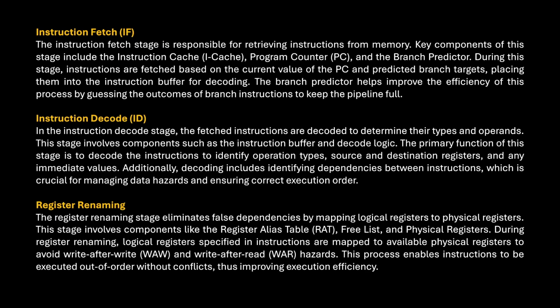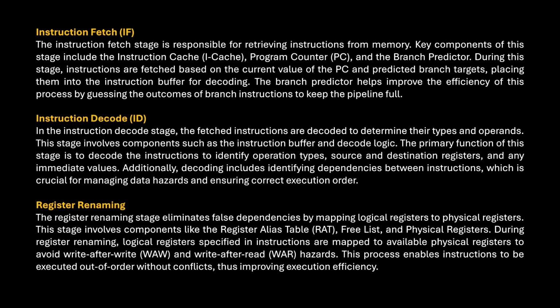The first stage is the instruction fetch. This stage is responsible for retrieving instructions from memory. The key components of this stage include the instruction cache, the program counter, and the branch predictor. During this stage, instructions are fetched based on the current value of the PC and predicted branch targets, placing them into the instruction buffer for decoding. The branch predictor helps improve the efficiency of this process by guessing the outcome of the branch instruction to keep the pipeline full.